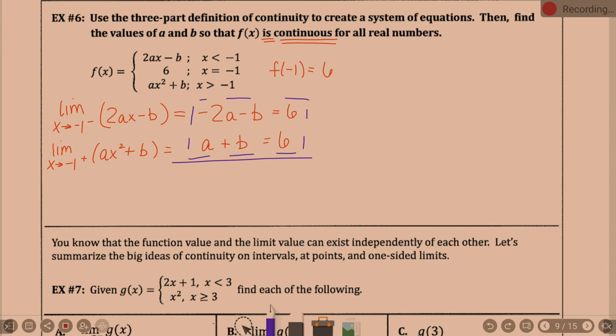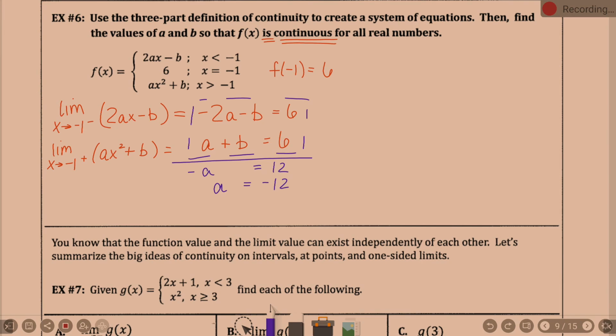Okay, so if I just eliminate, if I just add, because my b's are already set up to eliminate when I add here. Negative 2a plus a is negative a. Negative b plus b is gone. 6 plus 6 is 12. Negative a is 12, so that means a is negative 12. I was working it through my head, and I was like, that's not going to be right.